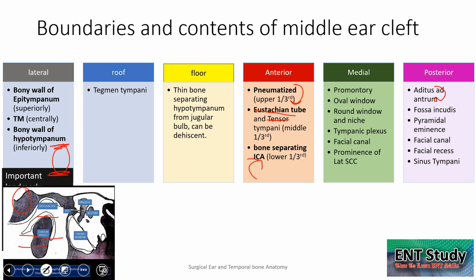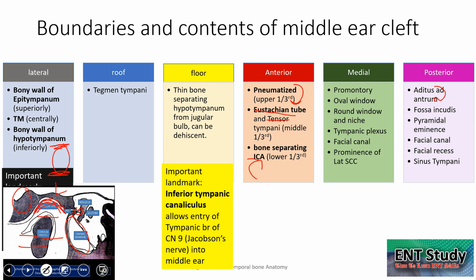As shown in this picture, we could see that this is the left temporal bone. This is the petrotympanic fissure through which the chorda is going to enter the middle ear cleft. This is the glenoid fossa of the temporomandibular joint, and this is the tympanic membrane. Another important landmark at the floor is the inferior tympanic canaliculus, which allows the entry of Jacobson's nerve, which is actually the tympanic branch of cranial nerve 9, into the middle ear.